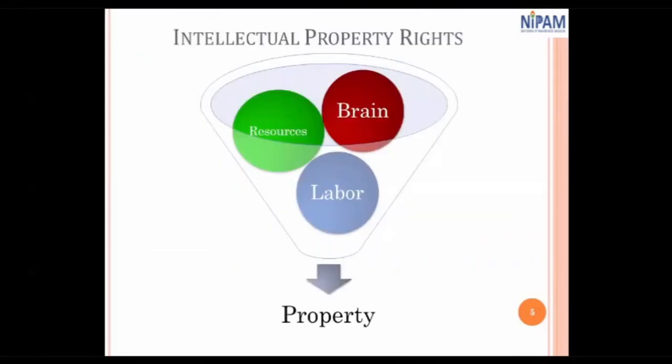As I was talking about intangible and tangible properties, IPR comes under the category of intangible properties. For the formation of a property, three things are required: first of all, brain, resources, and labor. First, we need to have an idea. First, there has to be a solution to a pre-existing problem.